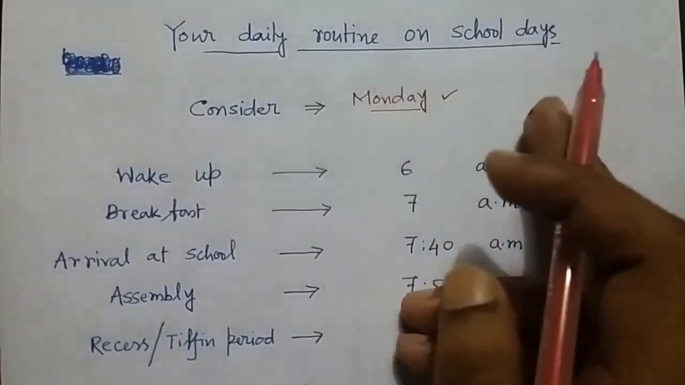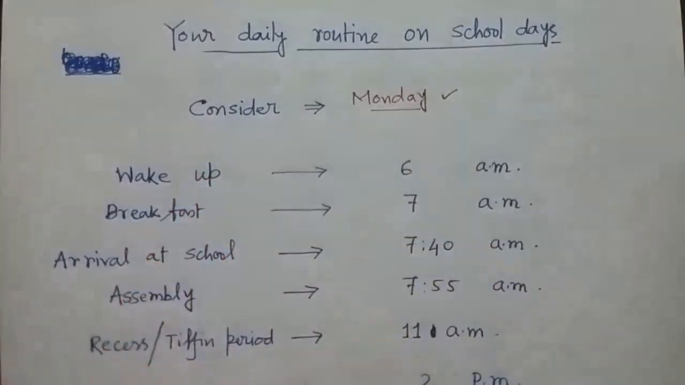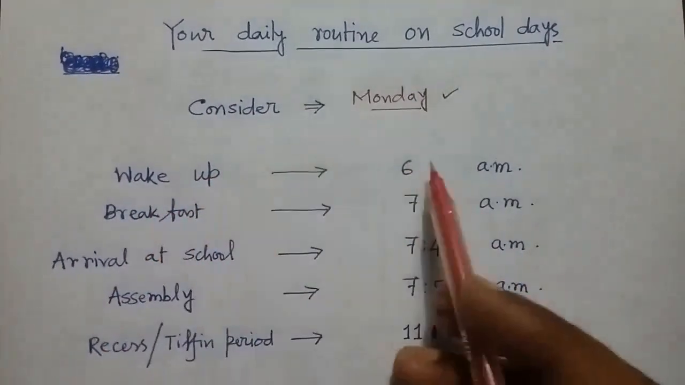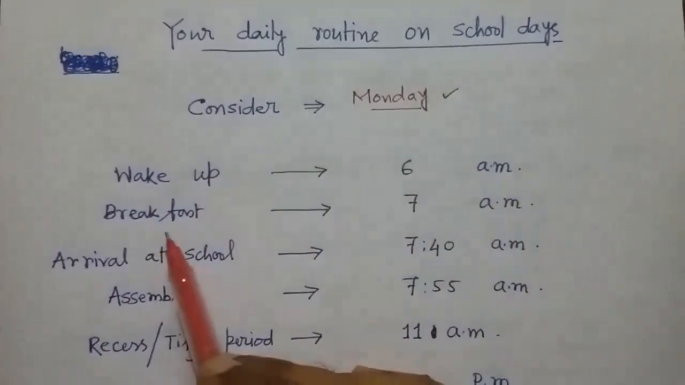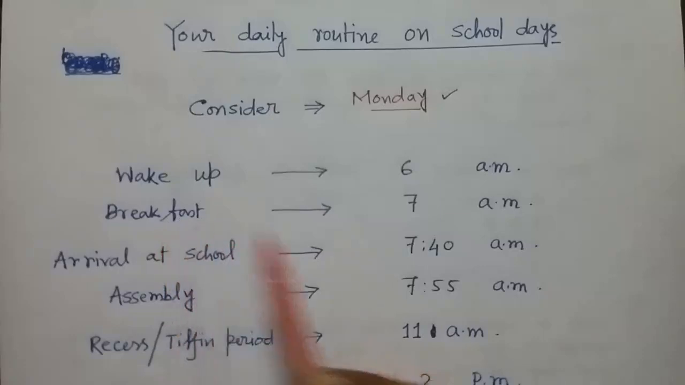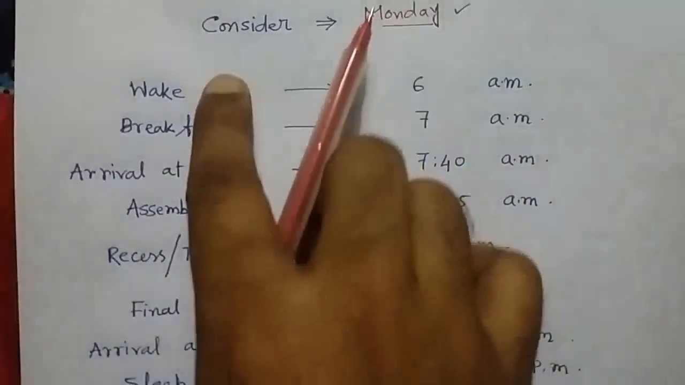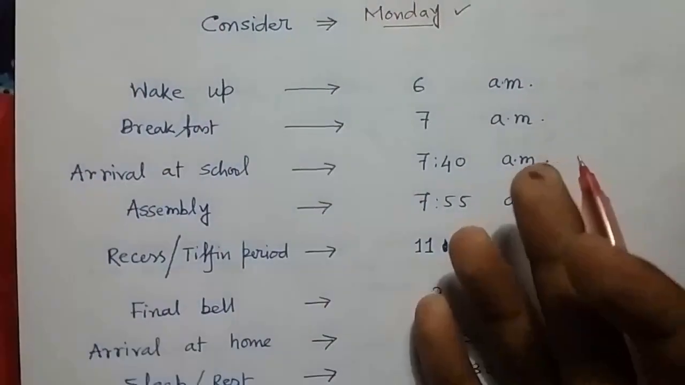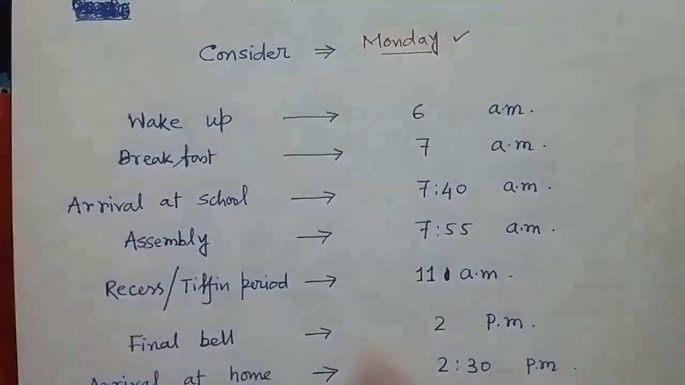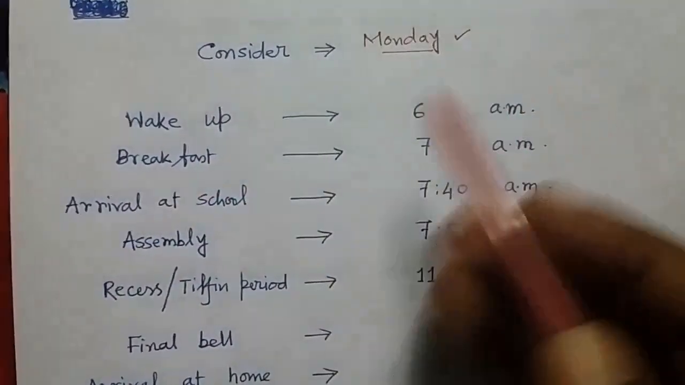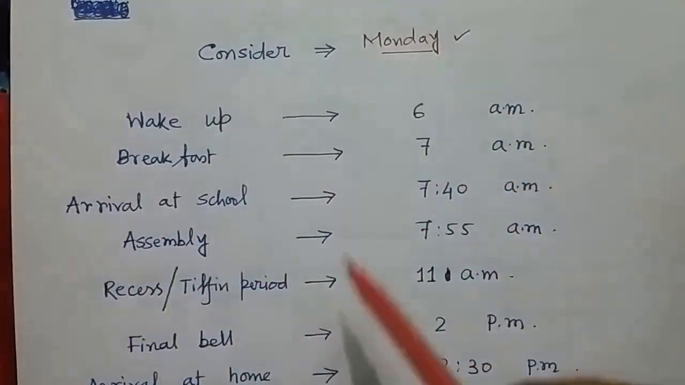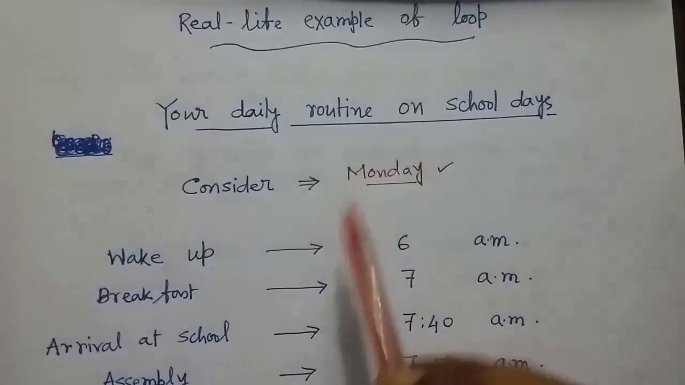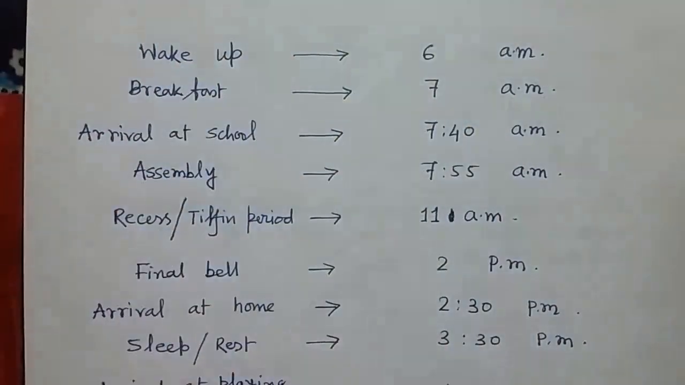So what will happen on Tuesday? On Tuesday again you have to repeat these events. Again you have to wake up from bed at 6 a.m. Then you have to take your breakfast at 7 a.m. So these are the events you need to perform again. These events will be repeated on Tuesday. On Wednesday again they will be repeated. On Thursday they will be repeated, and on Friday they will be repeated. But on Saturday and Sunday, obviously these events will not be repeated because Saturday and Sunday are the holidays.